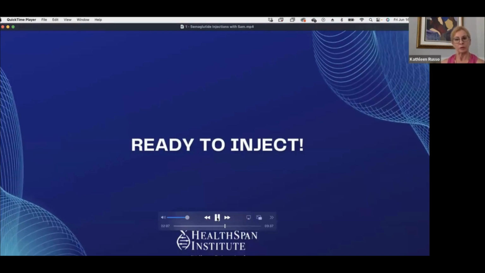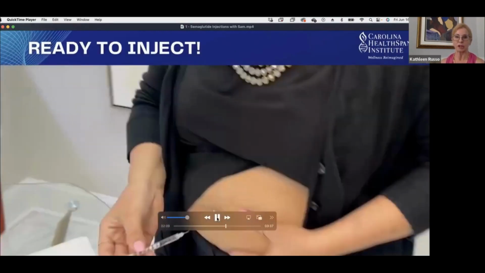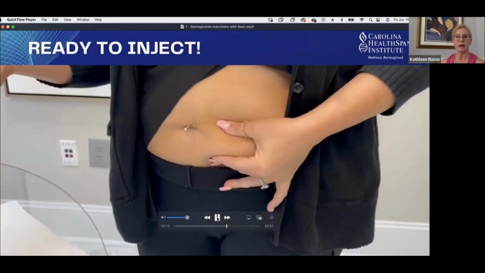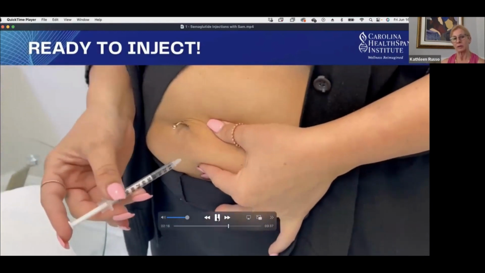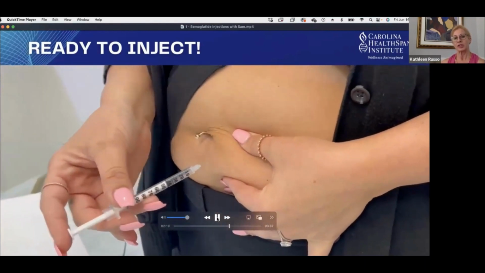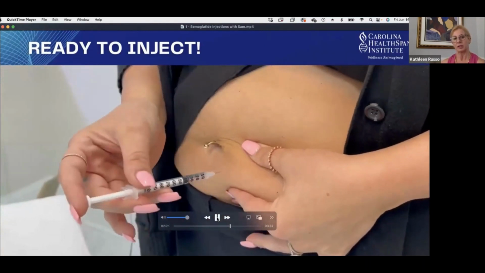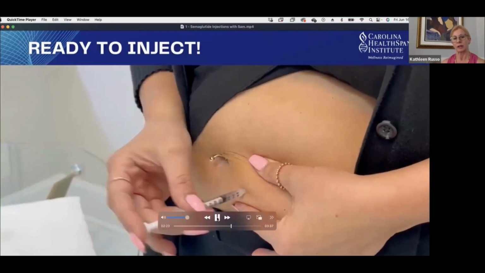Now we're going to prepare for the actual injection. You can see she's got the needle either at a 90 or a 45-degree angle to the tissue. And then you just gently slide the needle into the tissue and you'll inject the medication.